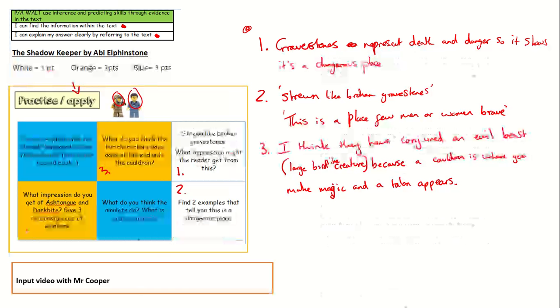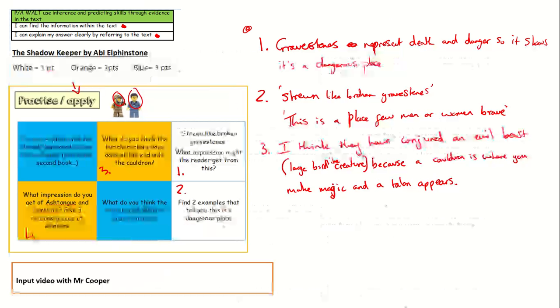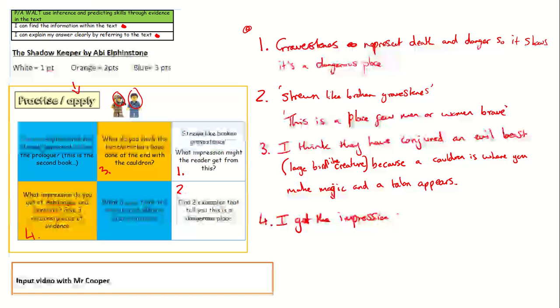Number 4. Why does it keep doing that? There you go. Number 4. What impression do you get of Ashtongue and Darkbite? Give 3 reasons or pieces of evidence. Well, easily I can say I get the impression they are evil wizards or sorcerers.